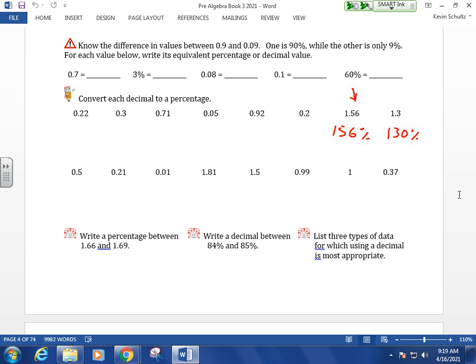Some of you might be sitting there thinking, oh, hey, wait a minute. If I just take the decimal point and move it over to the right 2 times, that's my percentage. 156%. This one would be 92%. You're not wrong. It's exactly what's happening here.